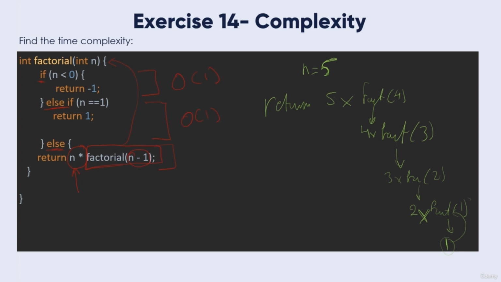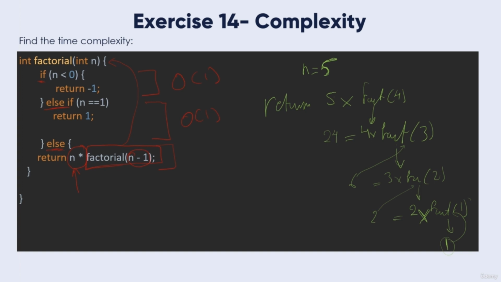Now, 1 is substituted here. So 2 times 1 is equal to 2. Now, 2 is again substituted here. So 3 times 2 is equal to 6. Factorial of 3 is equal to 6. So 6 is substituted here. 6 times 4 is equal to 24.